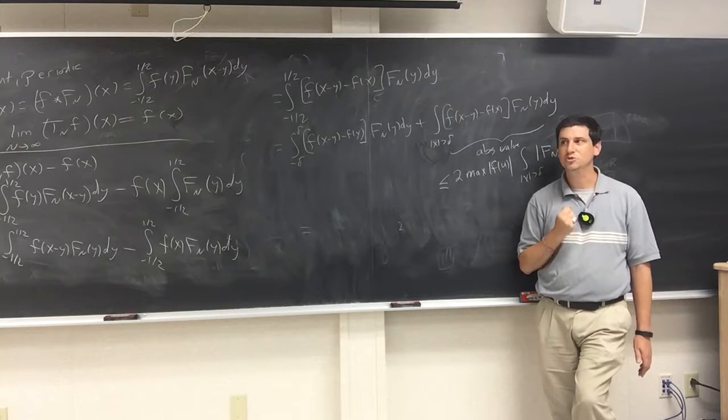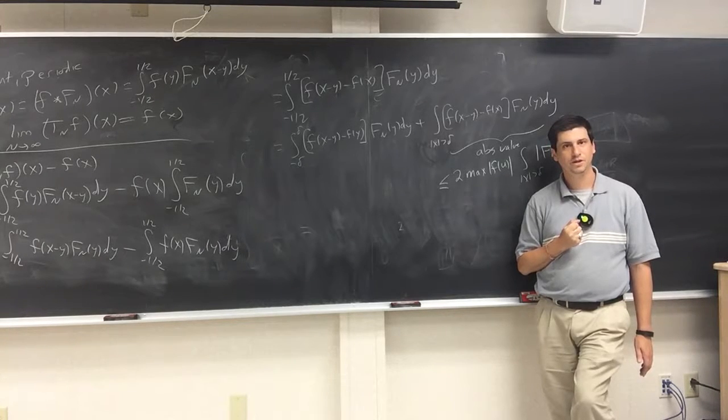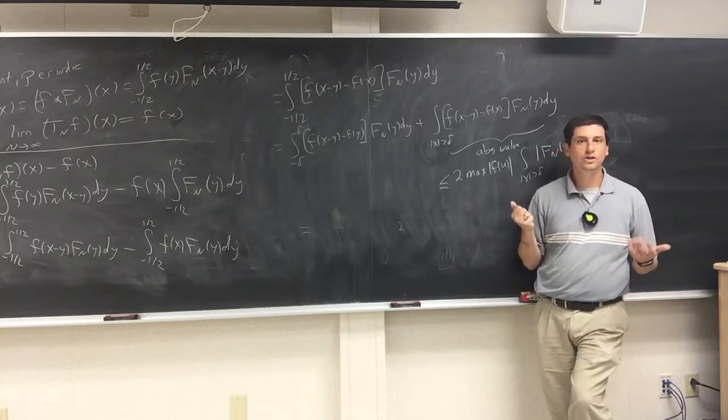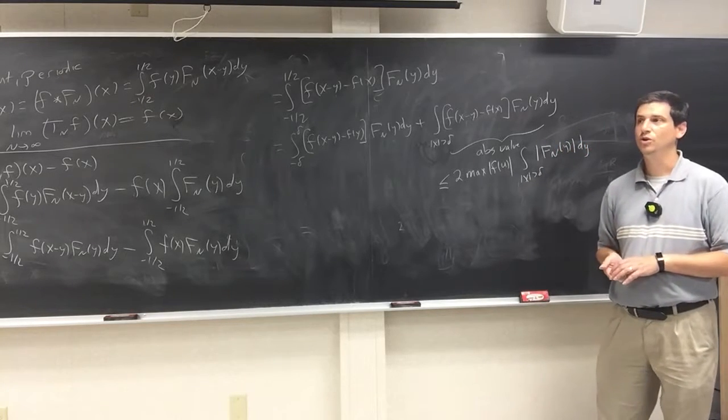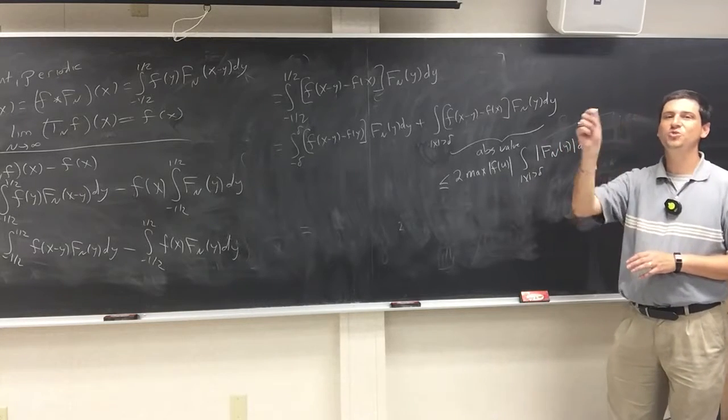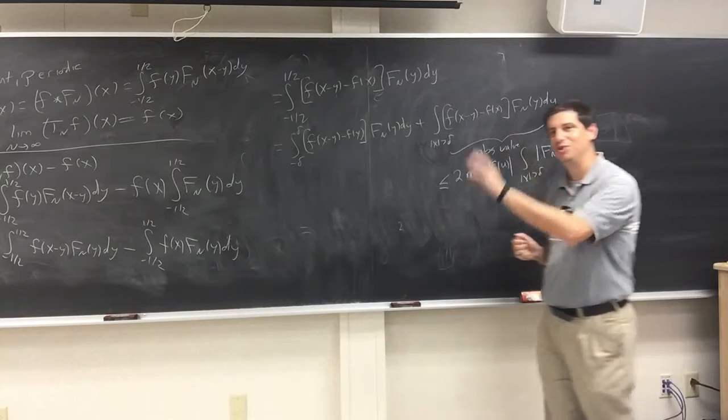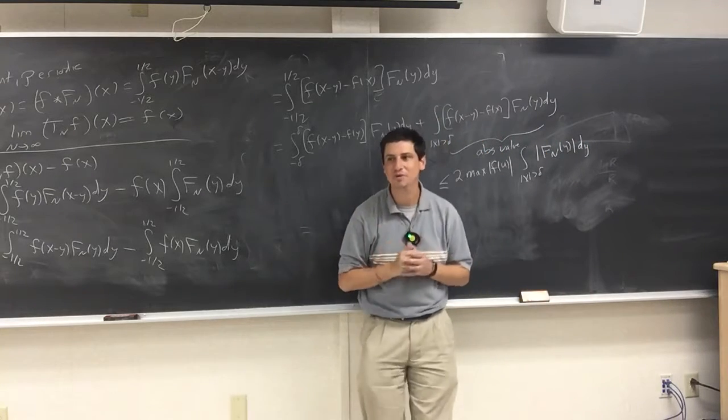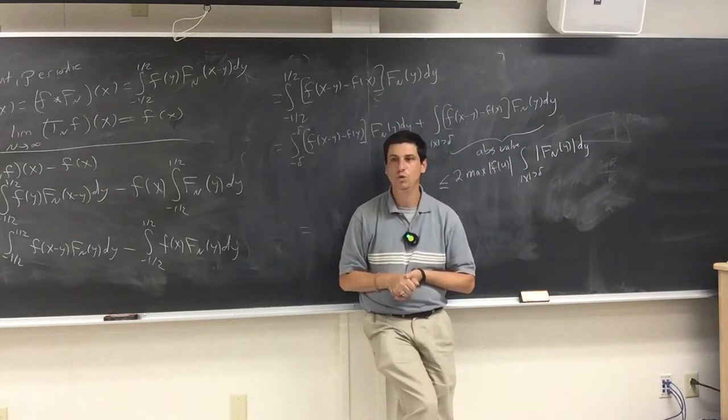So what do you know about the absolute value of fn of y? We don't want to use the stuff on the board. We don't want to use specific properties of the Fejer kernel. We want to do a proof for a general approximation to the identity.